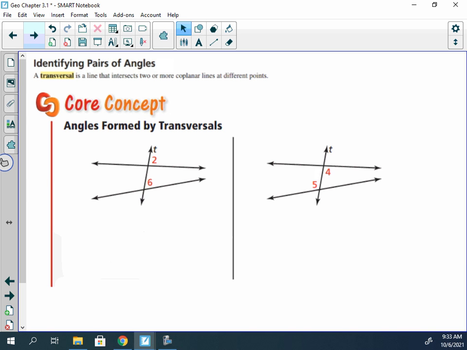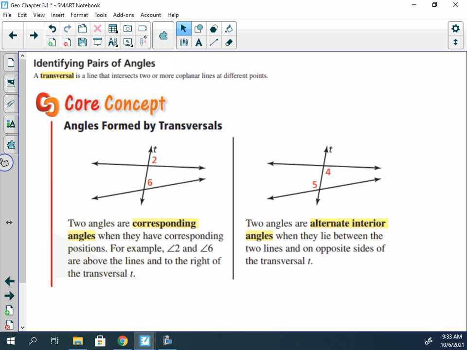Identifying pairs of angles. A transversal is a line that intersects two or more coplanar lines at different points. So if we have two lines and a line that intersects both of them, this would be considered a transversal. Angles formed by a transversal. Now we do have all of this here.